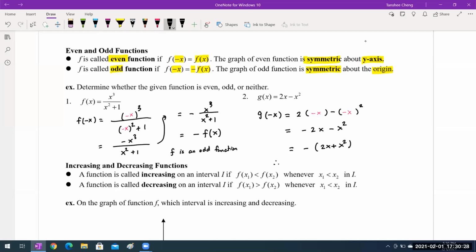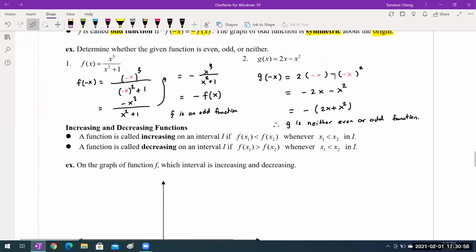So I can say that g is neither an even nor an odd function. Meaning we don't know anything about whether it is symmetrical about the y-axis or the origin at all. So we're going to have to use a different method to graph it a lot better. So this is a recall of even and odd functions.